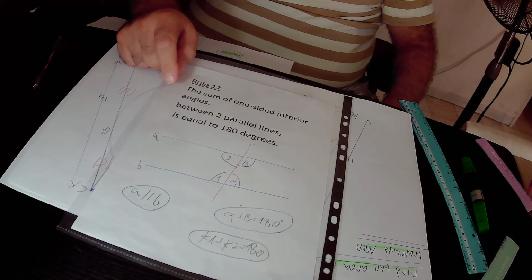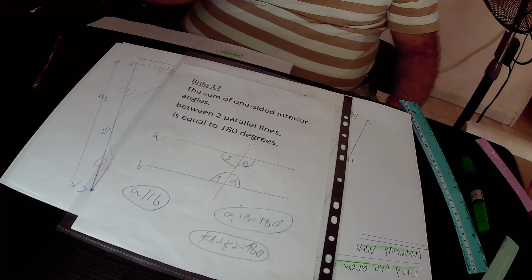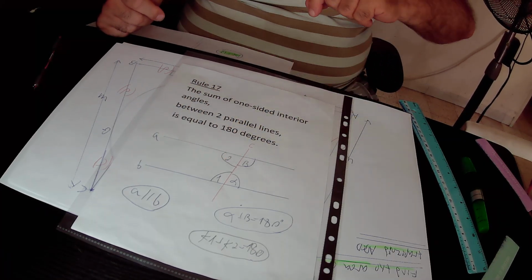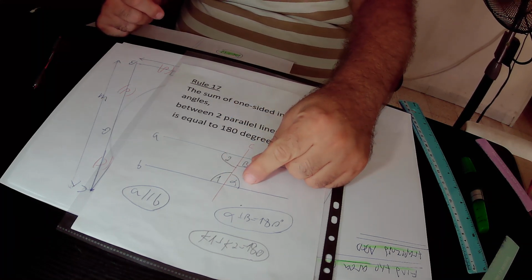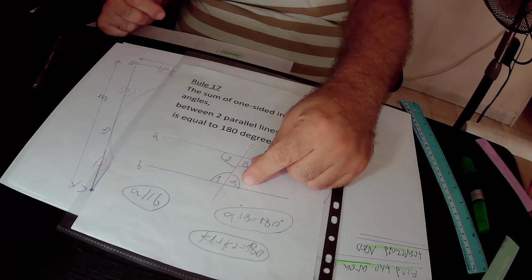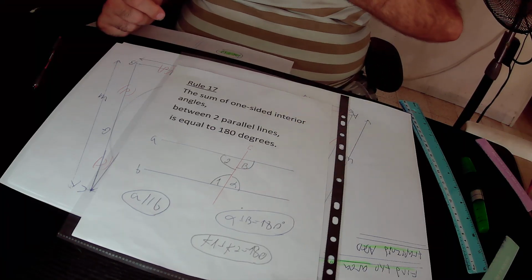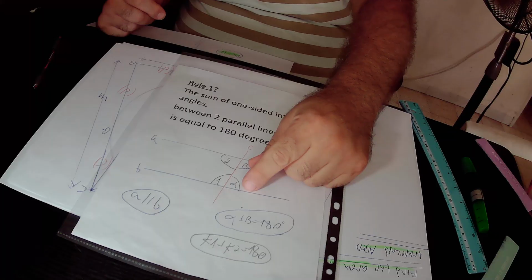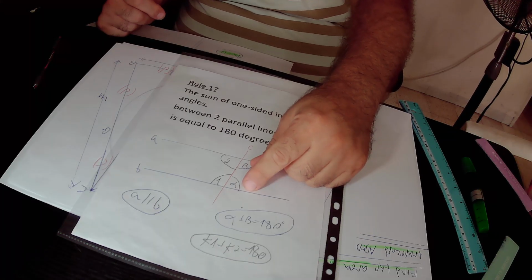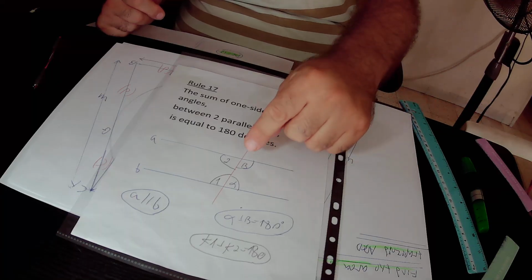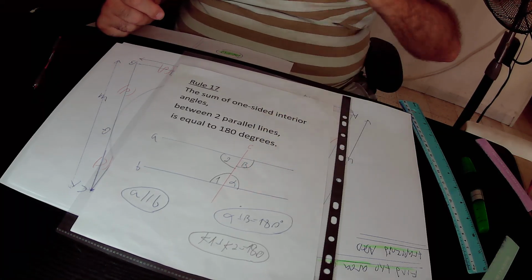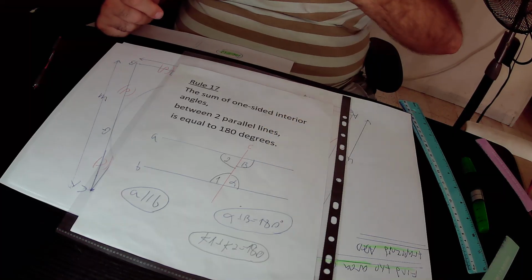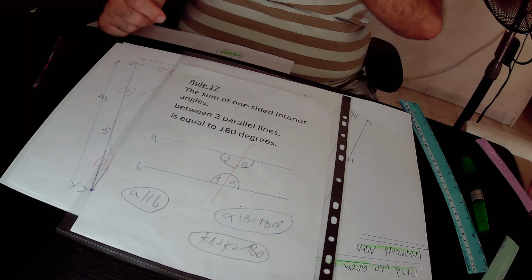At the moment, we have line A that is parallel to line B. This is the red line C that cuts the two parallel lines at those two points. In addition, we have those two angles alpha and beta that are defined as one-sided interior angles. And according to Rule 17, because those two one-sided interior angles alpha and beta are located between the parallel lines A and B, the sum of those two one-sided interior angles must be equal to 180 degrees. So alpha plus beta equals 180 degrees according to Rule 17.